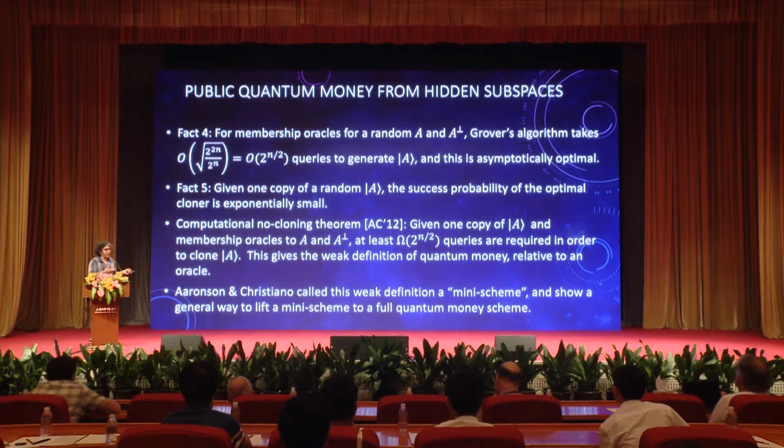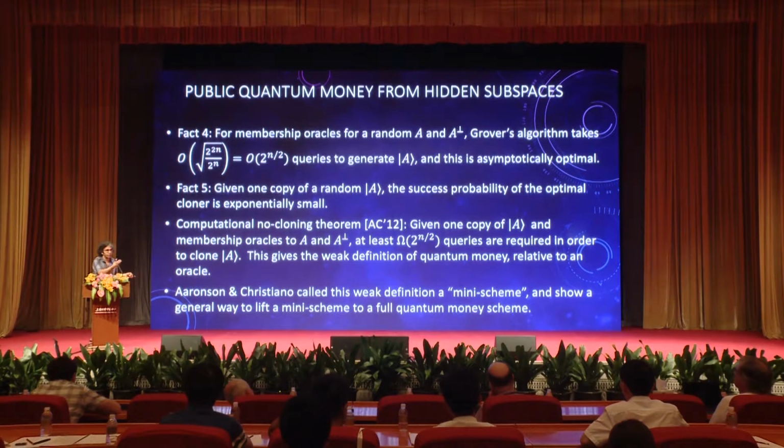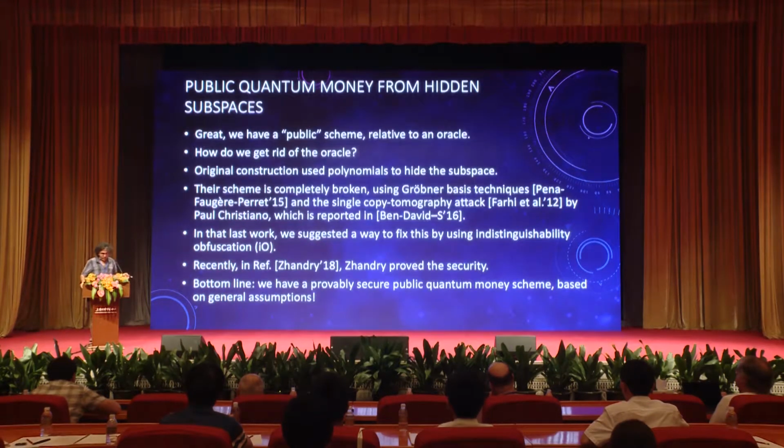In fact, they also show a way to take a construction that has only this property and strengthen it to a full-blown quantum money scheme. This weak definition is called the mini scheme, and they show a general way to make it a full scheme. Of course, one concern is how do we get rid of this oracle?